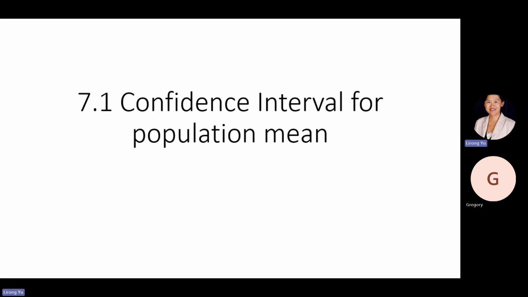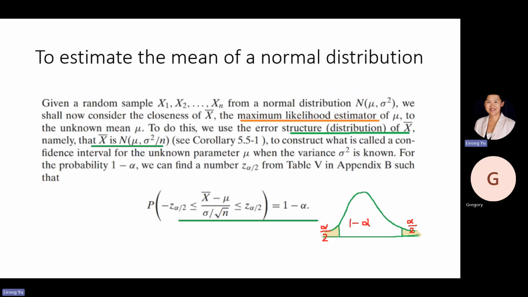Now, section 7.1, the title is confidence interval for population mean. So the parameter we're trying to estimate is a mean for a quantitative data. So we try to use the interval to estimate it. That means we have to create a lower bound and upper bound for the population mean. Here we are. Right, so this is a theoretical reasoning for the formula that we'll be using.